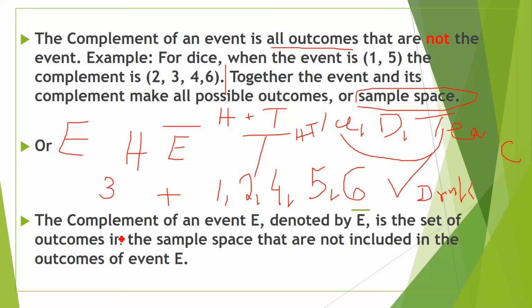Or you can say the complement of an event E, denoted by E bar, is the set of outcomes in the sample space that are not included in the outcomes of event E.